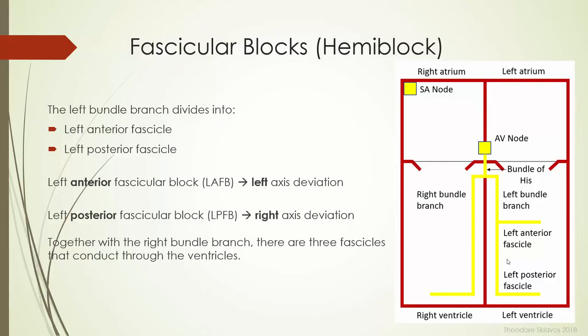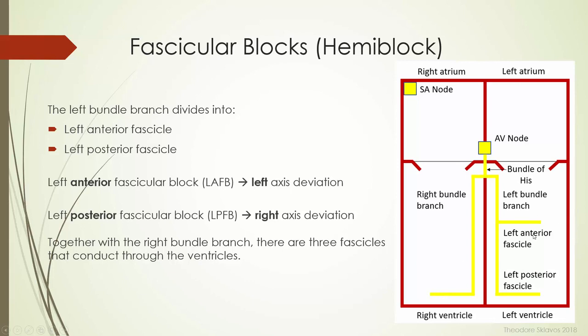So now let's talk about fascicular blocks. Now you'll remember that we said that you could think about it as the electrical activity enters the ventricles through three fascicles. So we've got the left anterior fascicle and the left posterior fascicle, and then we can consider the right bundle branch to be another fascicle.